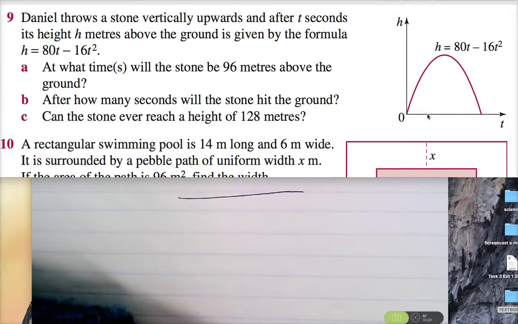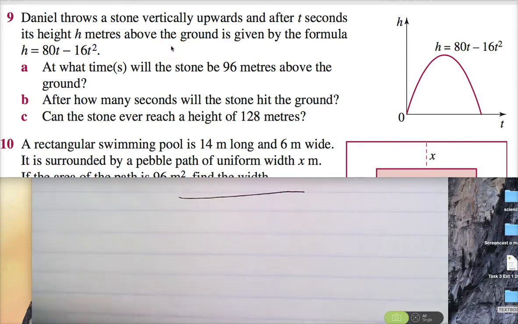So don't worry about it, all right? Let's just use this graph. We can see it's a quadratic equation, and it is h equals 80t minus 16t squared. Now it says, at what time will the stone be 96 meters above the ground, where h is meters above the ground?